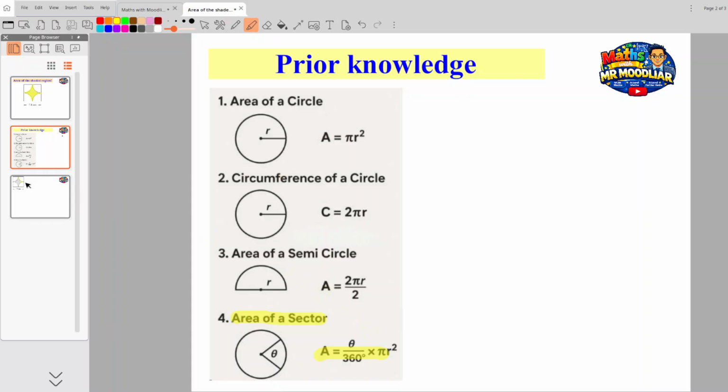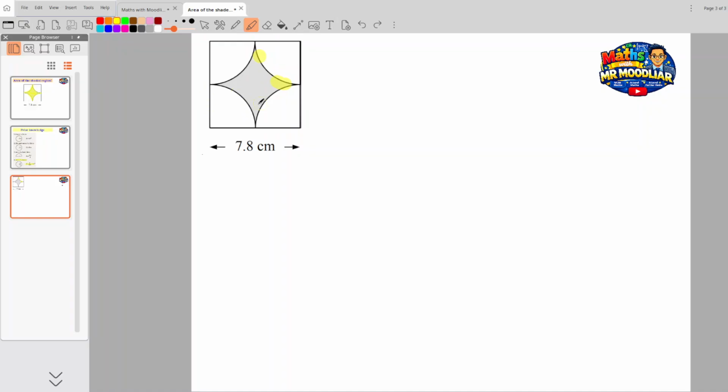Now, let's go back to my question. Again, I'm going to be using the area of a sector. Let me just visualize why it's important to work out the area of a sector first. This shape here that I just highlighted is a sector, and it has an angle of 90 degrees. Let me just take that from the shape. So we have the area of a sector, that's 90 degrees.